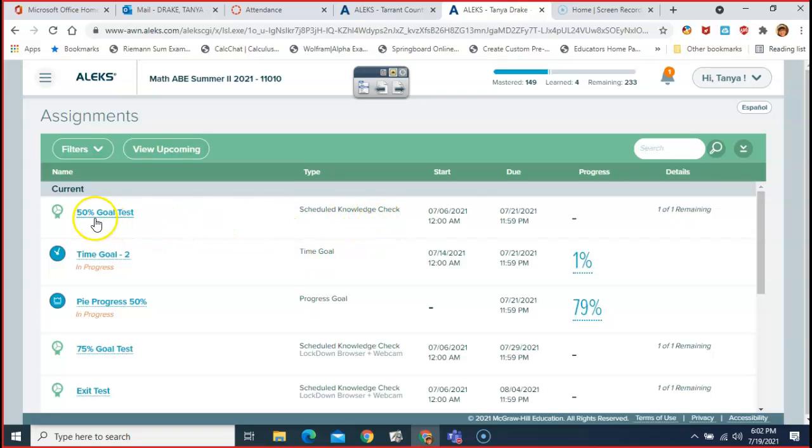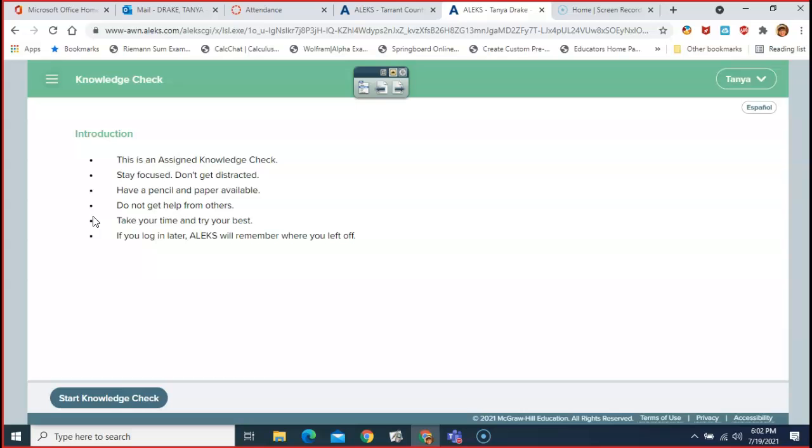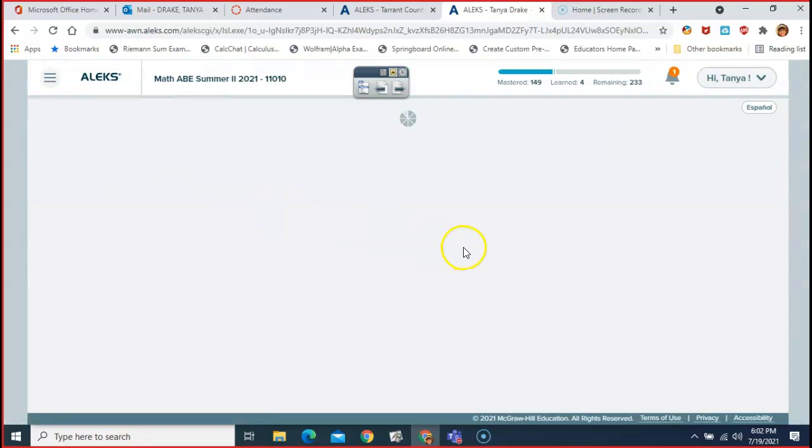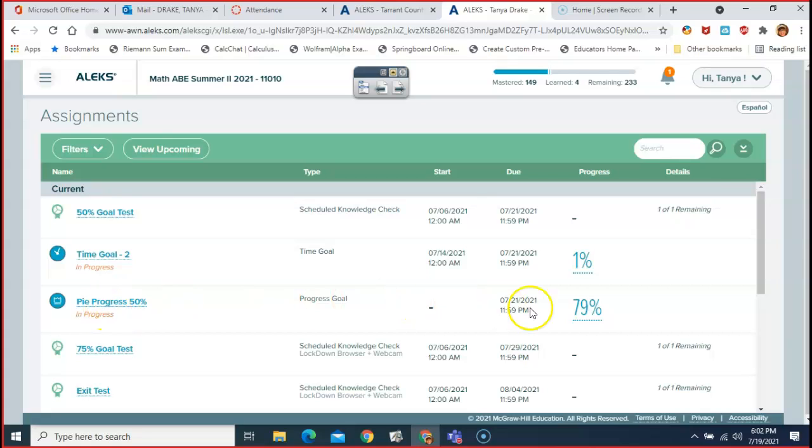But the gold test, all you have to do now is just click it and then start. There's no lockdown or anything, but do not start unless your Pi progress is 100%. If it's not 100% on Wednesday, you have to take it no matter what. If the time runs out on you, it says 12 a.m., no, 11:59 right here. I see it. All right, so I just wanted to bring that to your attention.